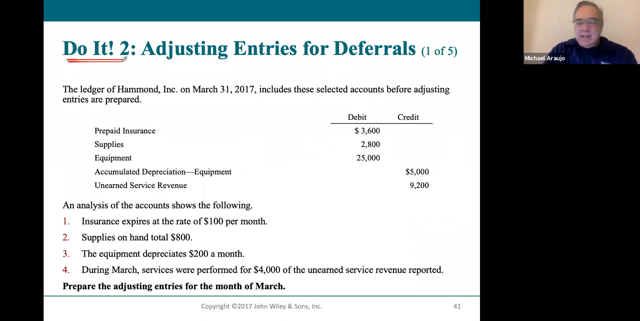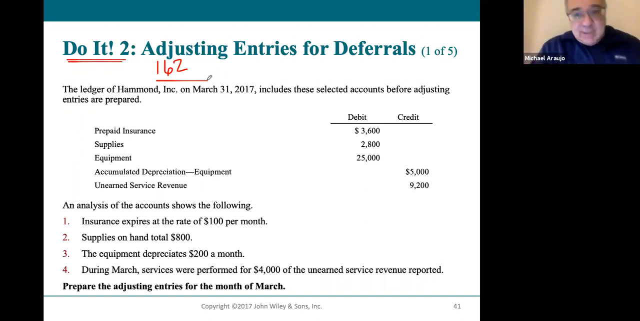Your book has its own demonstration that I think you should study. The wonderful news, this is on page 162, by the way, so if you have your book open, page 162. The wonderful thing about adjusting entries is they're always the same pair that repeats, okay? So it's always gonna be supplies expense and supplies, always. It's always gonna be insurance expense and prepaid insurance, always. So if that's the adjusting entry you need to do, you already know what two accounts are going to be affected because they always follow each other. Okay, that's the beauty of this.